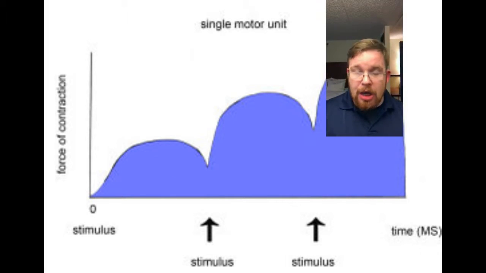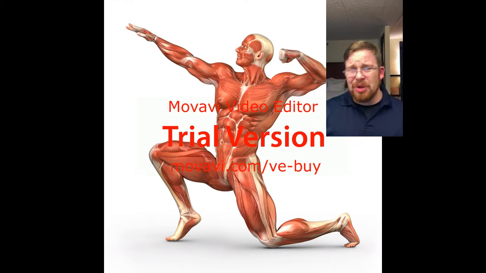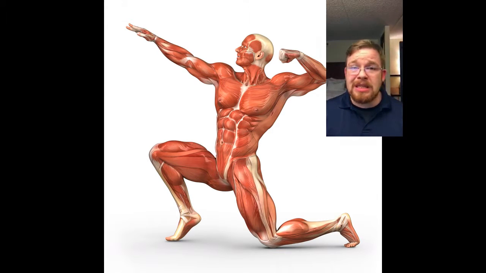If during an initial twitch stimulation, an additional series of action potentials were to occur before full relaxation or repolarization of that fiber occurred, that would result in what's called a summation reaction. Now, summations are typical in really everyday life. They're what you see as concentric and eccentric muscle movements, like isometrics and isotonics.